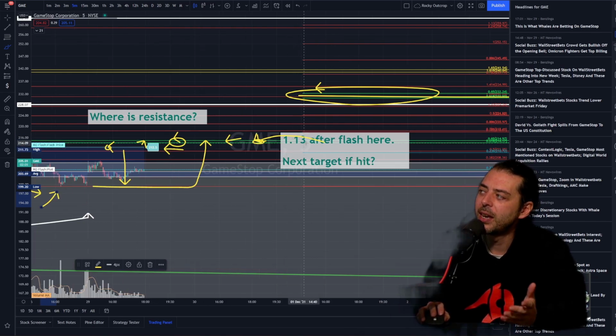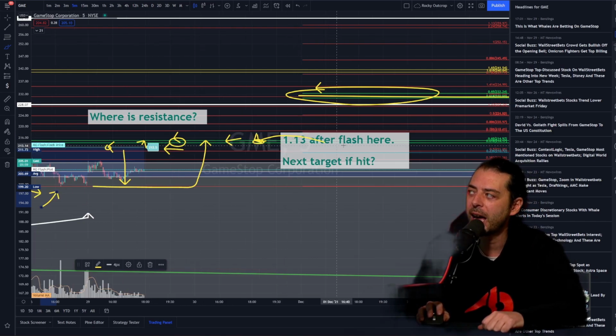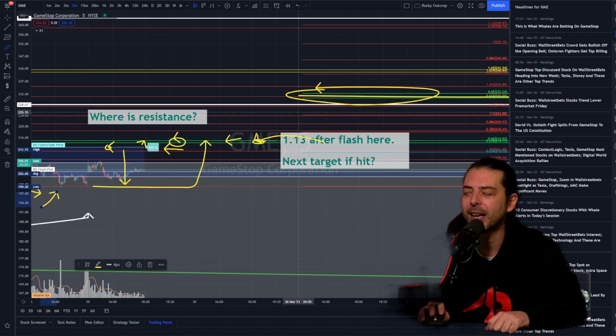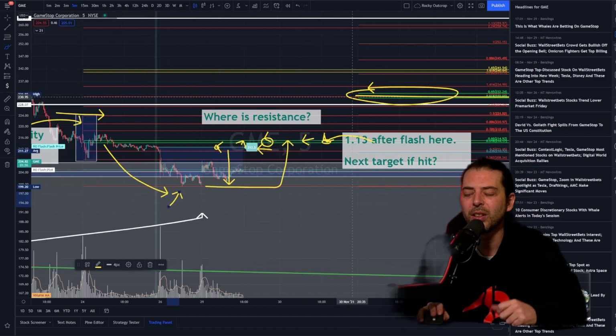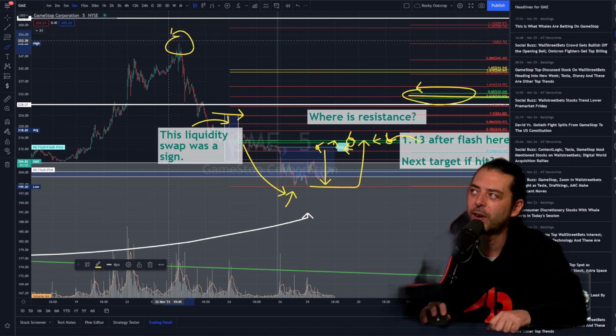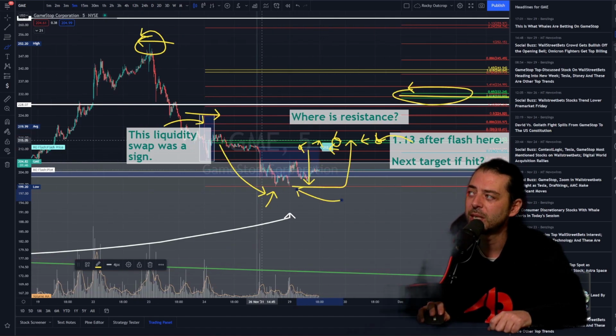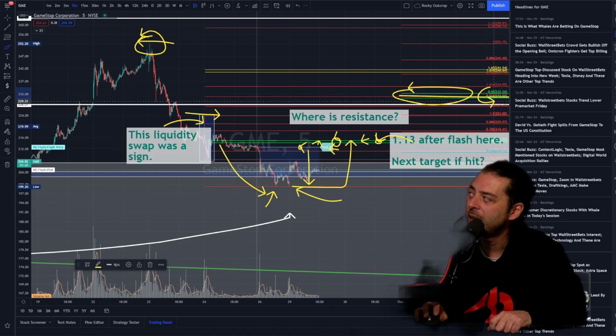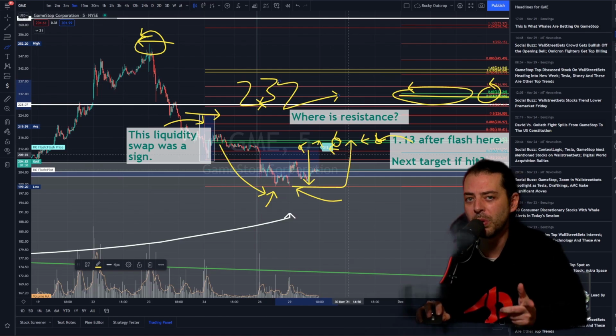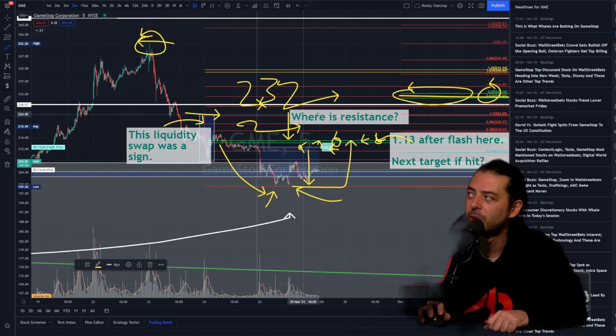So, yeah, the next target is to hit that 1.13 after the flash here. If the next target's hit, where could we be going to? Looking at this from the broader perspective, from this high, which is the 250 high that we started off talking about, down to this low, if you draw in a Fibonacci retracement area, we're looking up to a target of the 618 in here at 232 bucks. 232 would be the next one after 213.